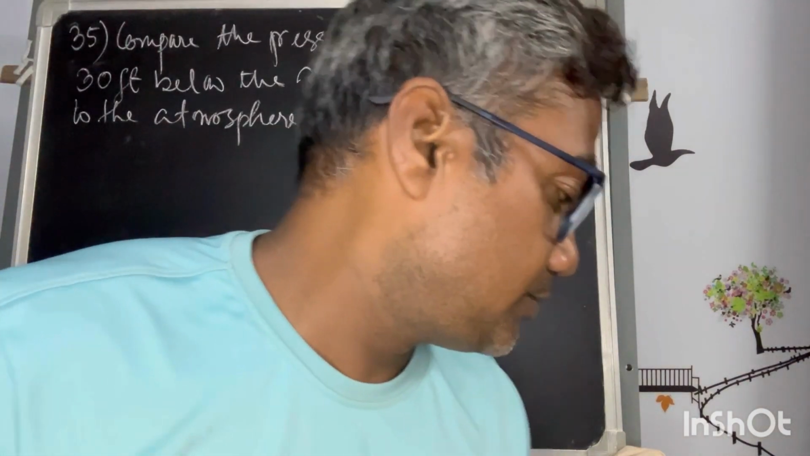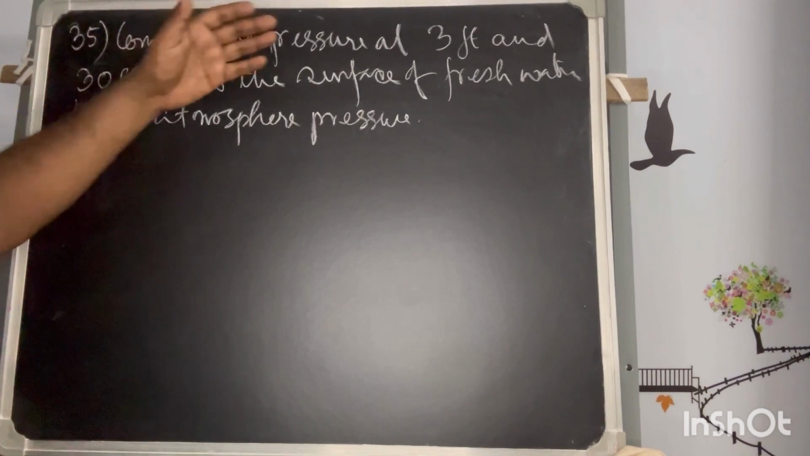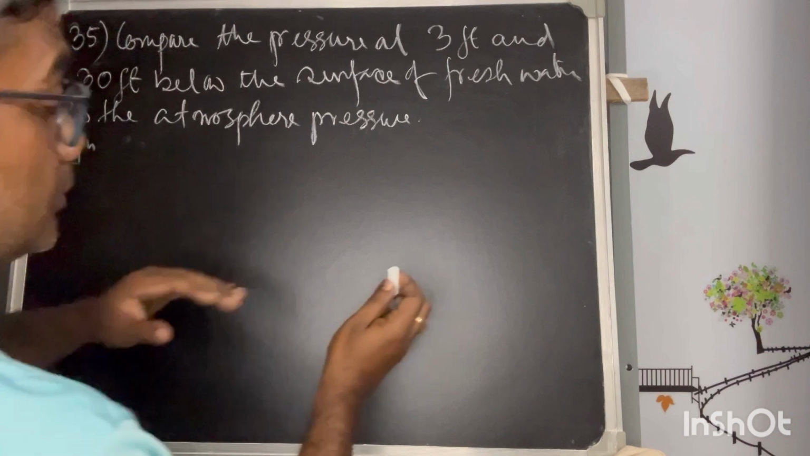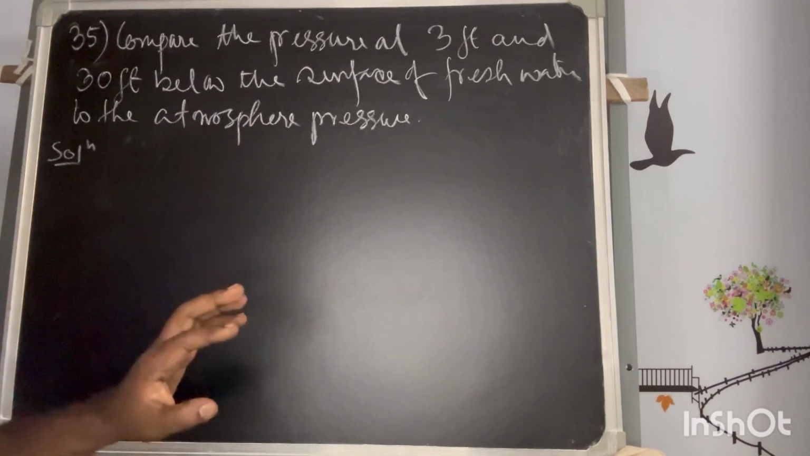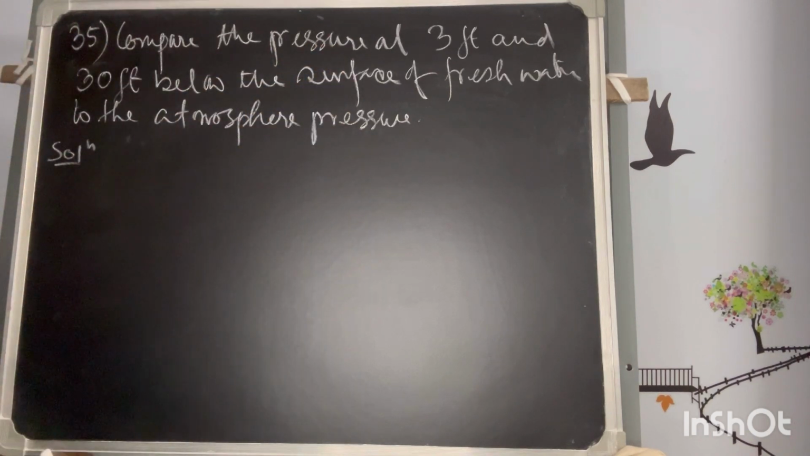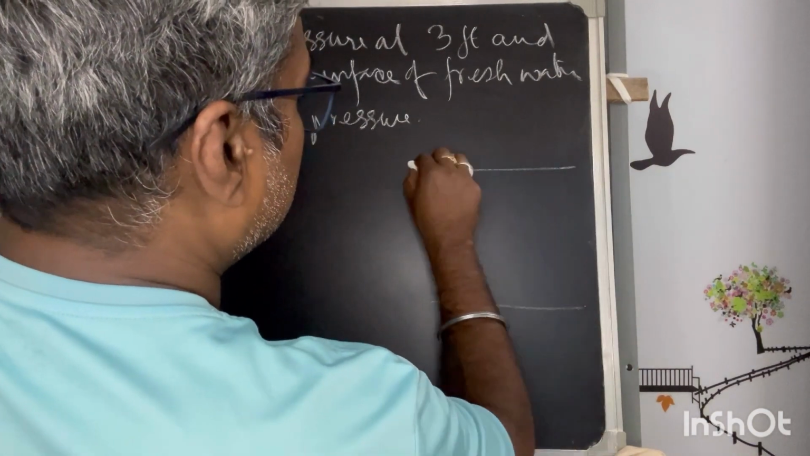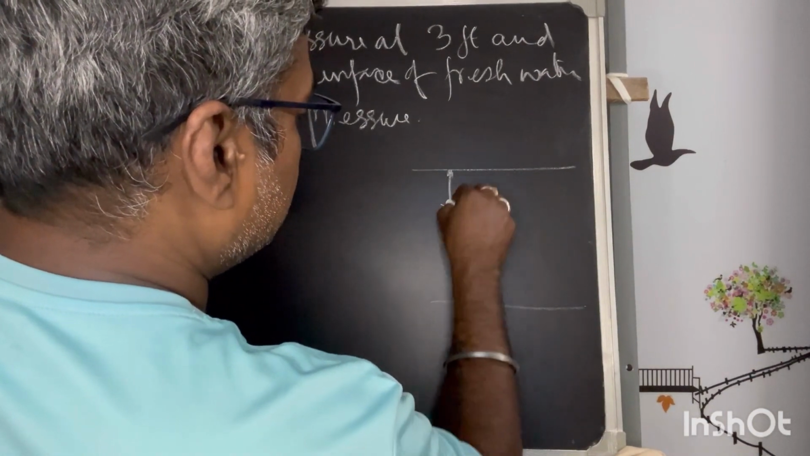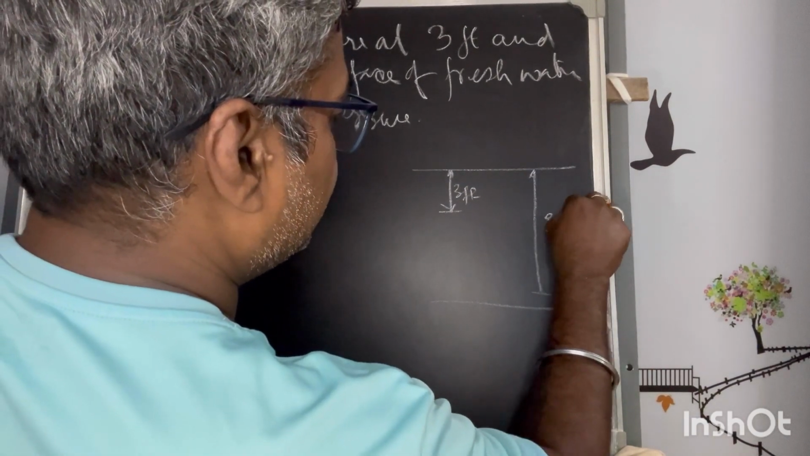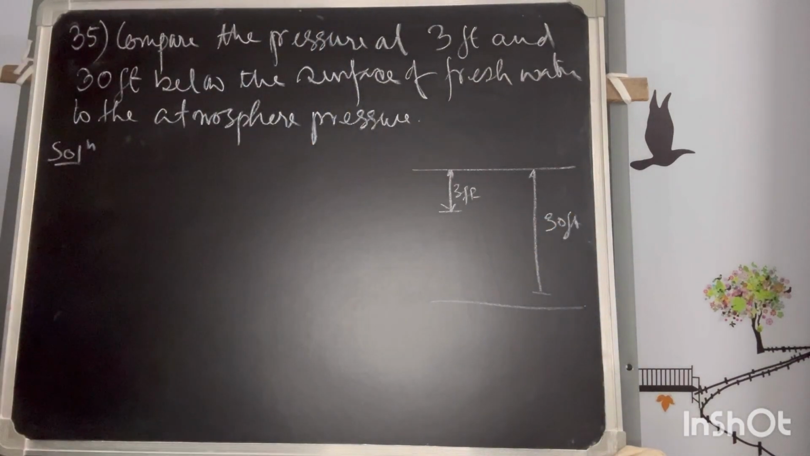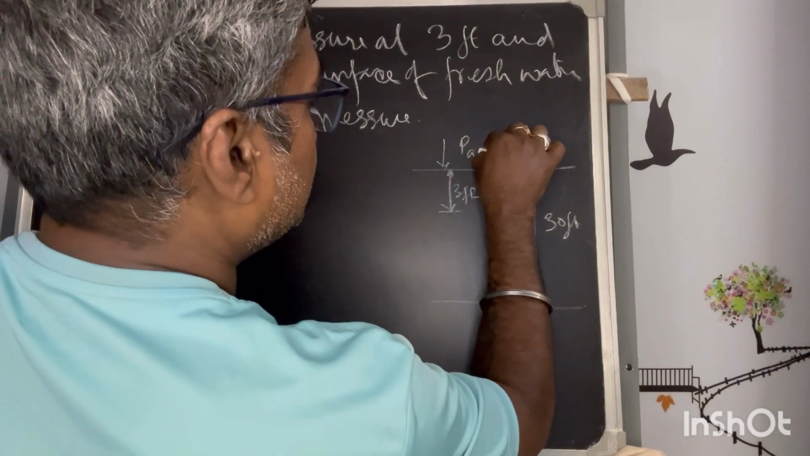So this is a very basic problem, but still, as it is in the FPS system, it needs some conversion factor or SI units or CGS units, that I will show you here. So this is the water level on the surface, from there this may be 3 feet and, not to scale, this is 30 feet, let's say. And here on the surface it is atmospheric pressure.